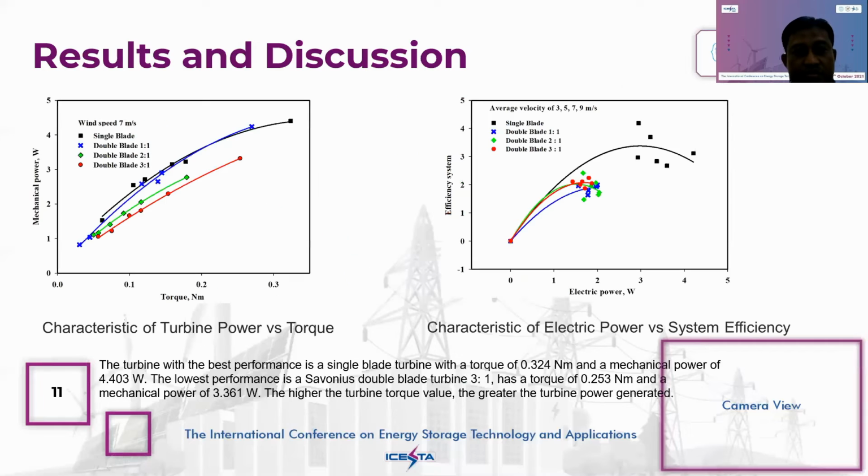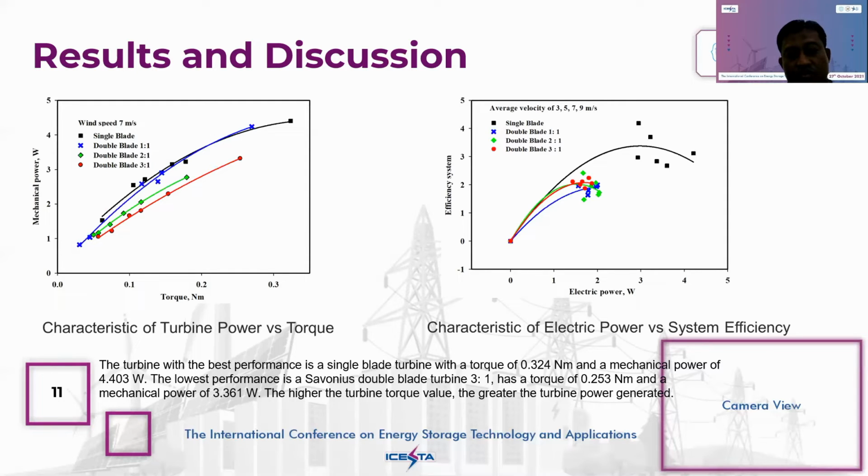125 RPM. And then this is the characteristic of turbine versus torsi. This is the characteristic of electric power versus system efficiency. Result of my study, the turbine with the best performance is also the single blade turbine, with torsi 0.34 Newton meter and mechanical power of 4.4 watt.